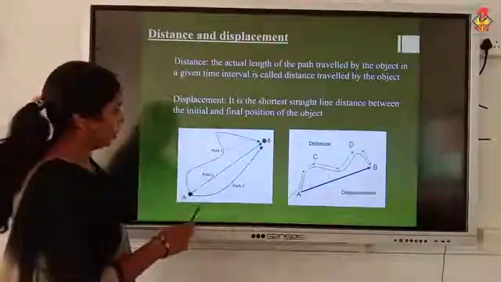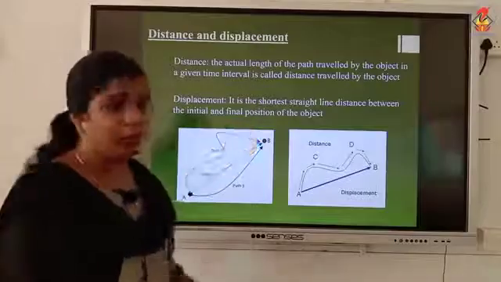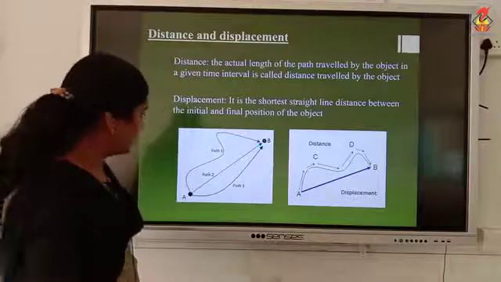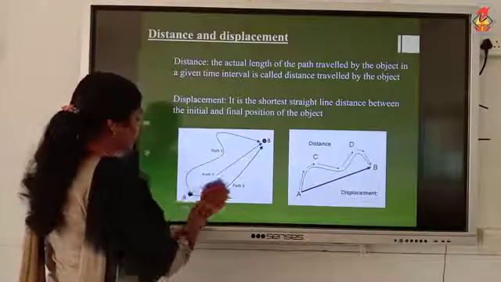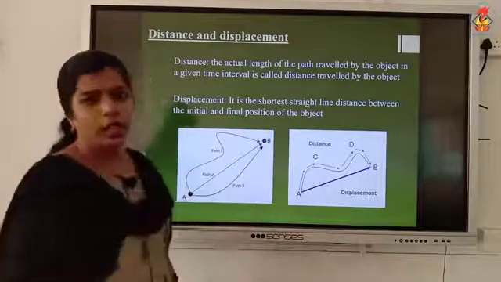Suppose in the first diagram, from A to B, 3 paths are there for the object to travel. This is path 1, this is path 2 and this one is path 3. Any of the 3 paths can be chosen by a person to travel from A to B. So, that person can choose any of the 3 paths.